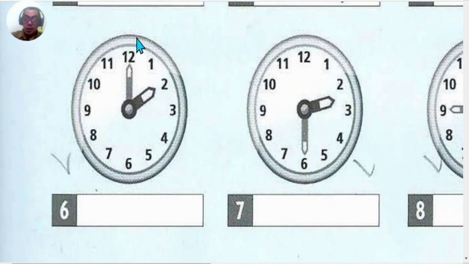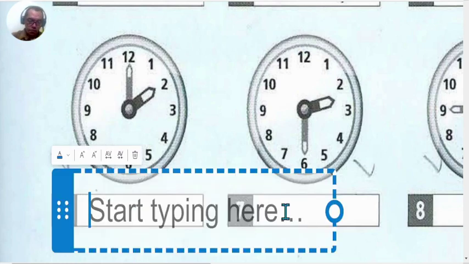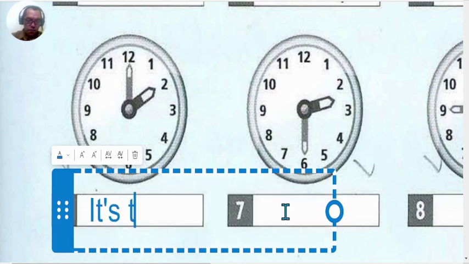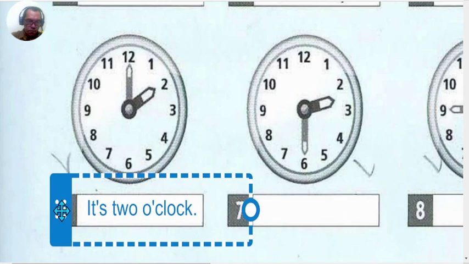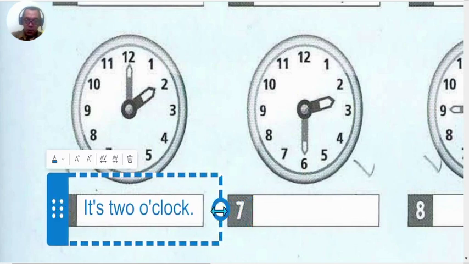So what's the time now? Six, It's 2 o'clock. What time is it? It's 2 o'clock.